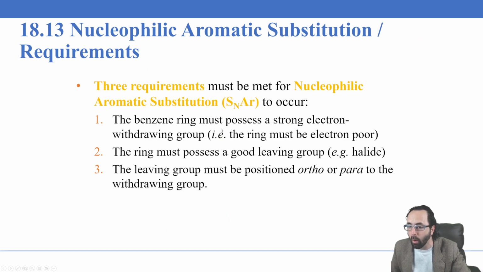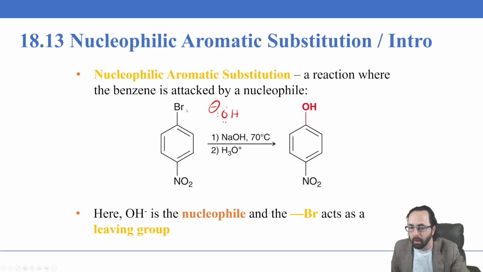We have to have three requirements for a nucleophilic aromatic substitution, which is denoted SNAr, like SN2 and SN1. This is SNAr, an aryl substitution. First, the benzene ring has to have a strong electron withdrawing group, so the ring has to be electron poor. We want something that's essentially a deactivator for the ring. Nitro group is great, acyl group, something like that. Second, the ring has to possess a good leaving group, such as a halide. Third, the leaving group has to be positioned ortho or para to the withdrawing group. You can see here in this example, the bromine is positioned para to the electron withdrawing nitro group.